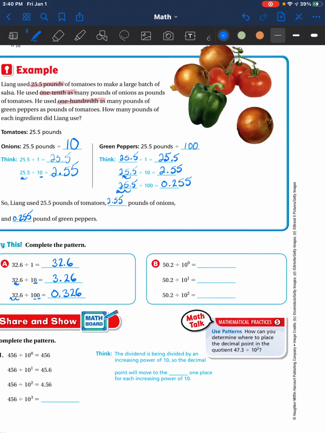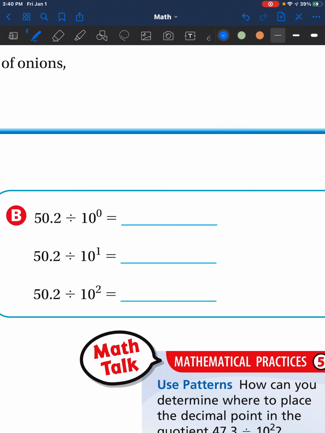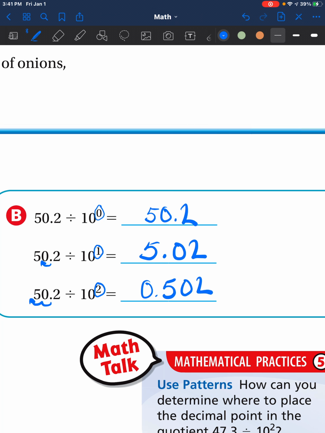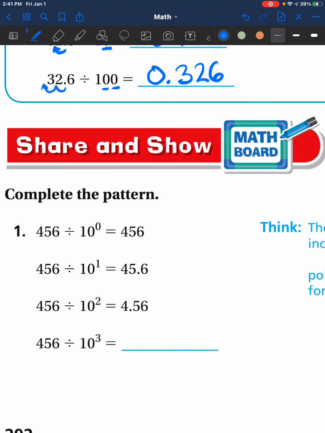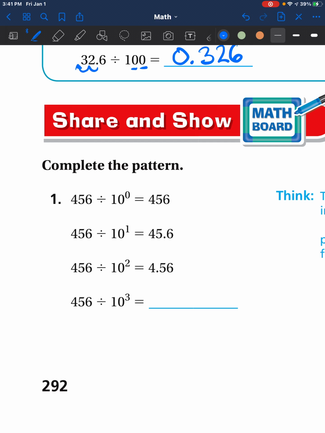B is going to be the same, but this time it's using exponent form. So remember, I have nothing in my exponent, so it's actually just going to stay the same. And then next I have a 1 here, so that means I move it 1 place. So 5.02. And the next one I have a 2 in the exponent, so I'm moving 2 places and getting an answer of 0.502. And we'll finish the share and show just as a little bit extra practice before we talk about your homework. So let's complete the pattern.